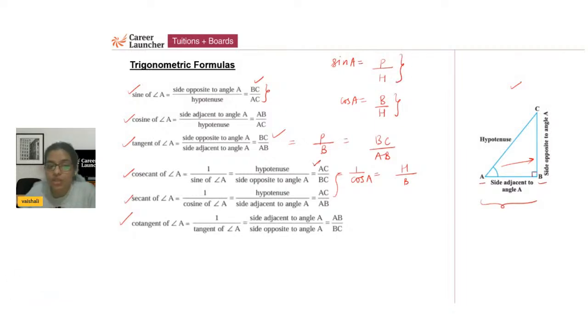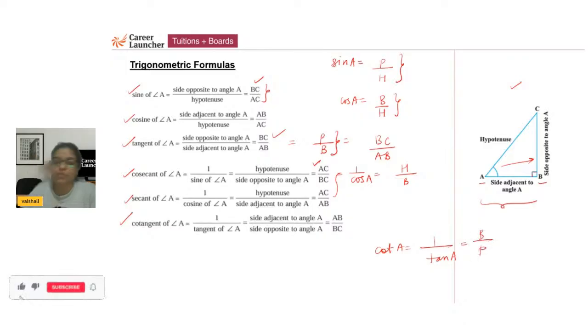And finally, you have cot. So cot A is 1 by tan A. If you reverse these two values, you will get base upon perpendicular. So substituting all the values, you can get the corresponding trigonometric ratios, right? And remember that it will change depending on the angle that you are dealing with. So with respect to A, these are the values.